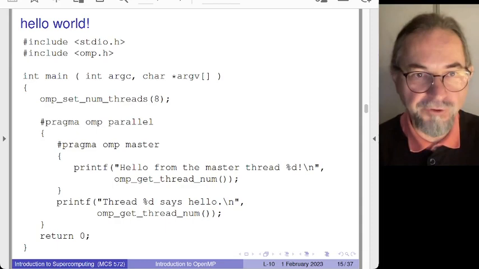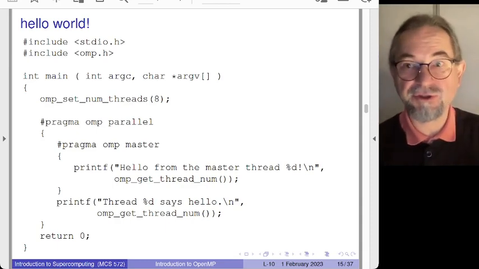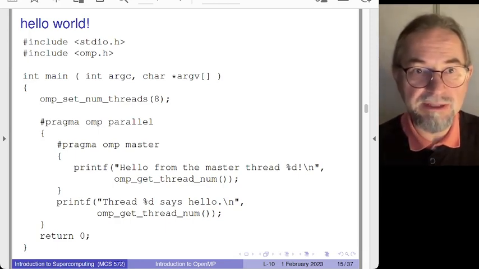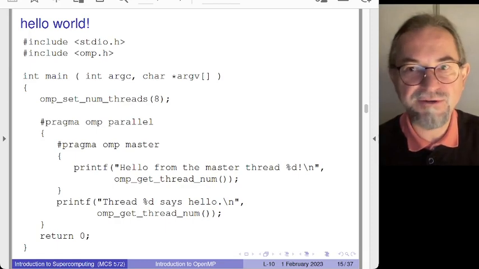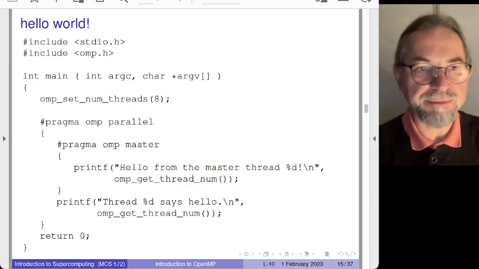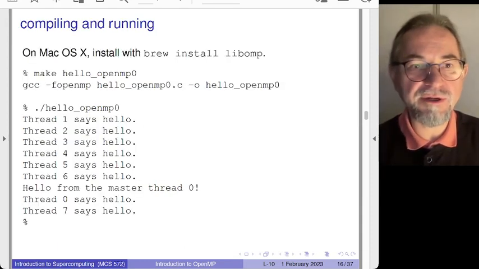The first instruction is that you can define at compile time how many threads you would use. I will indicate later that you can do this also at execution time. There is the argc and the argv that can be used for that purpose. But this is our hello world.